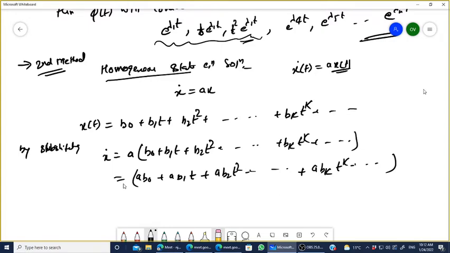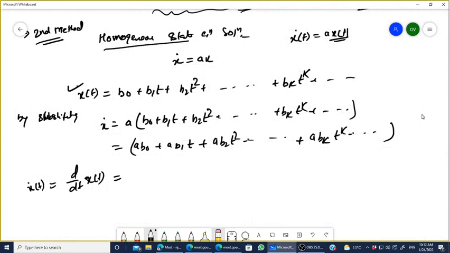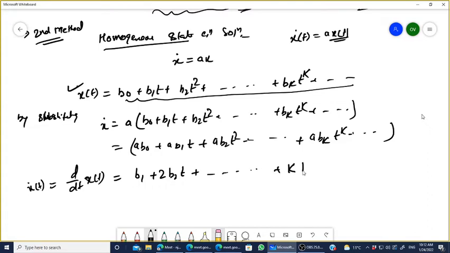Yes or no? Okay. Now since this is x(t), then what can you tell me what is the d/dt of x(t)? What is the x dot t? Since this is the x(t), then can you tell me what is the x dot t? Please. What is the x dot t? Bolo? b1 plus 2 b2 t, yes, right, plus dot dot dot up to the k bk, right, t to the power k minus 1 plus dot dot dot.